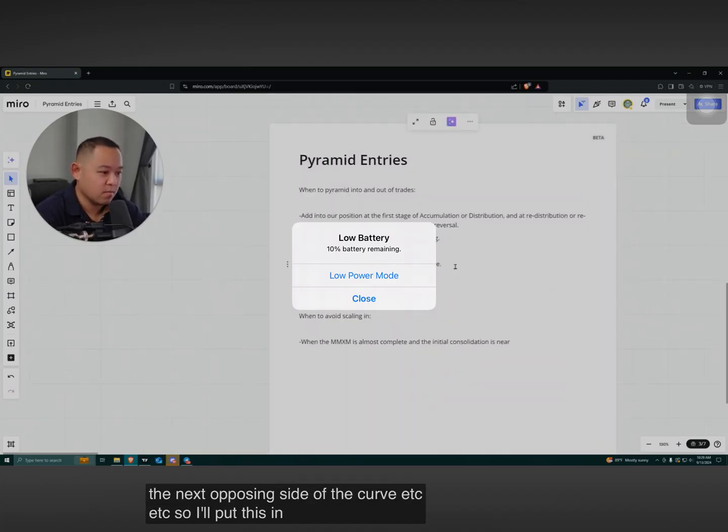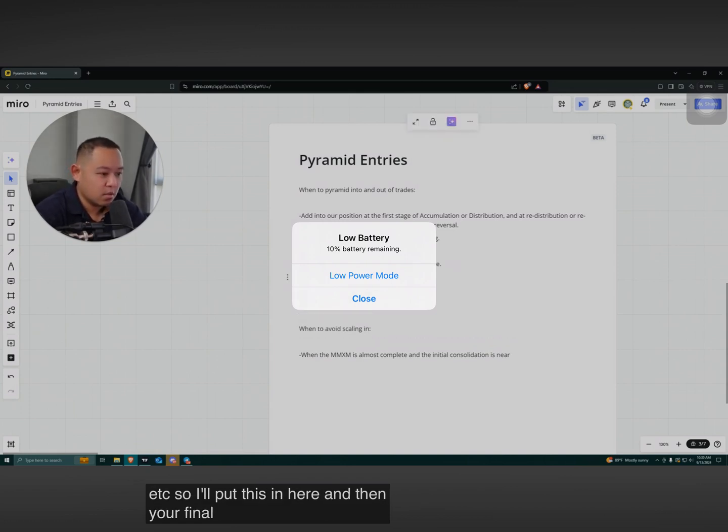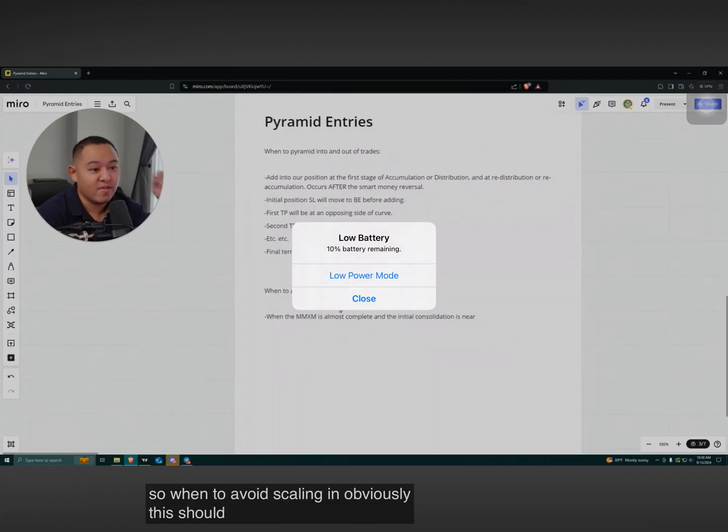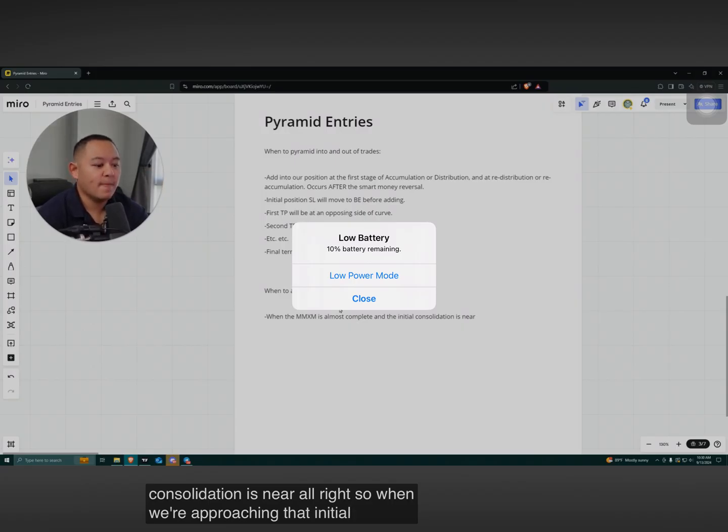So I'll put this in here. And then your final terminus is initial consolidation. So when to avoid scaling in, obviously this should be very clear to you guys. When the market maker model is almost complete and the initial consolidation is near. All right, so when we're approaching that initial consolidation and we don't have a position on, that's the last point where you will want to scale into your position.